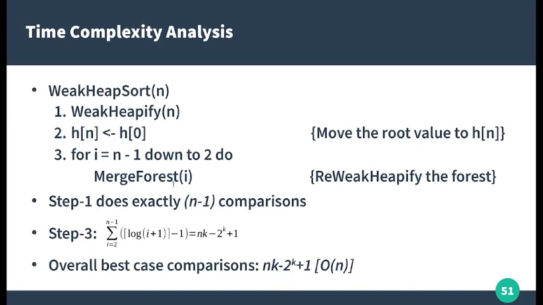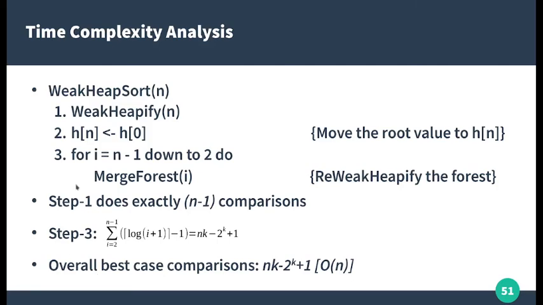Now the time complexity analysis for weak heap sort. So this is the algorithm for weak heap sort. The first step is the weak heap construction. Next, the weak heap tree's larger node enters the array, that is the move operation, and next the merge forest function occurs until all the small trees are merged together. For step 1, the weak heap sort does exactly n-1 comparisons, and for the third step, the number of comparisons will be nk minus 2 to the power k plus 1, as log n is equal to k. The second step will have a constant number of comparisons. So if we add all these 3 steps, then the overall best case comparison will be nk minus 2 to the power k plus 1.